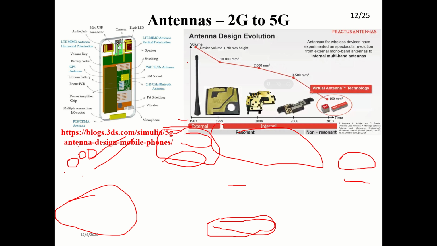And so apart from this, you can see that these many antennas are available, along with the phone PCB and multiple other components. You can see LTE MIMO horizontal polarization, LTE MIMO vertical polarization. So this kind of antennas, CDMA antennas, because it has to support CDMA also, as some operators will want that. Then the GPS antenna, Wi-Fi TX-RX antenna.